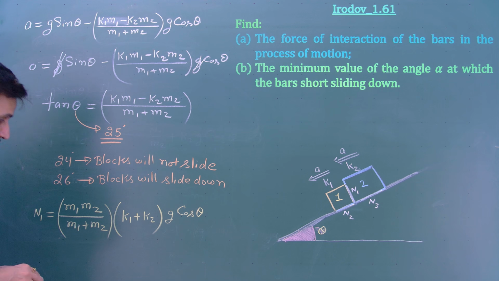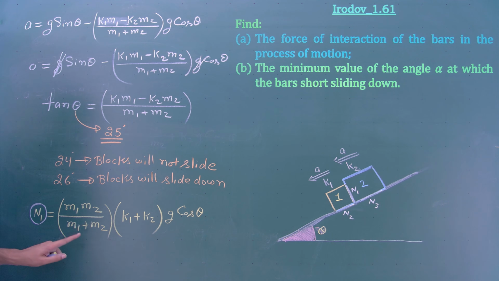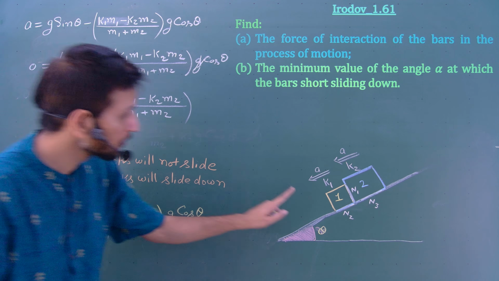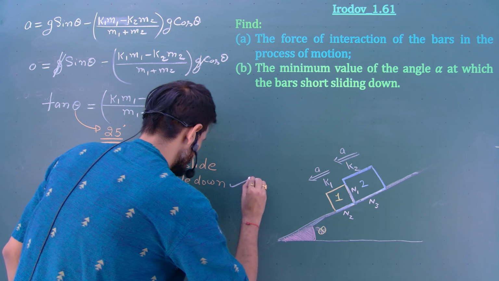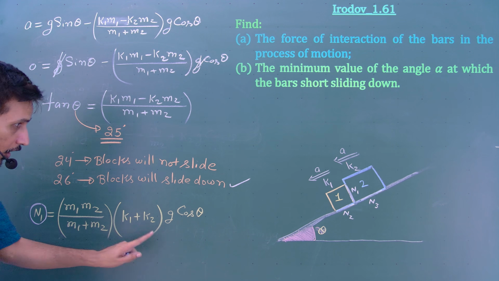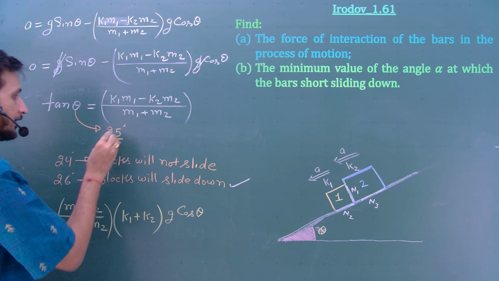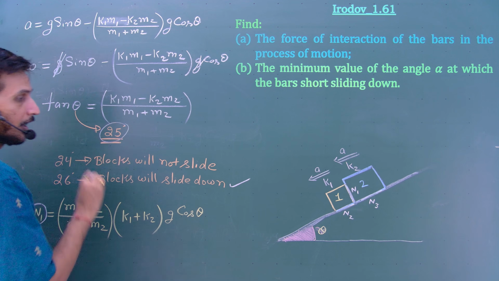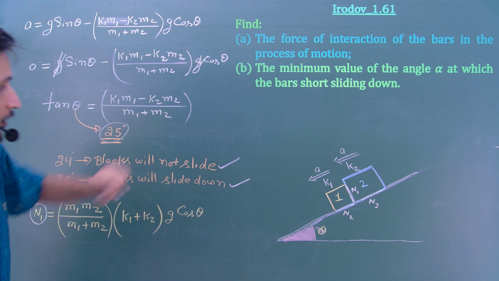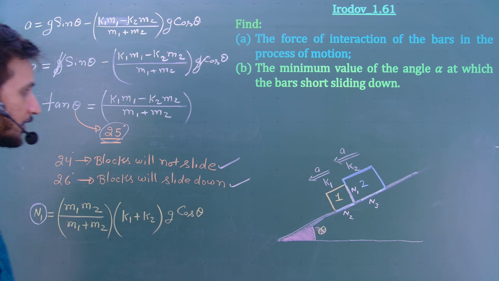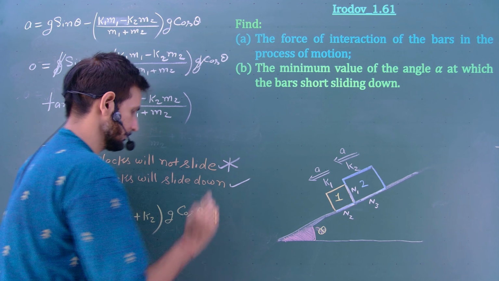Now one thing you must remember is that this is the value of normal reaction when both blocks are sliding. So in this situation, this is the normal reaction. What is the normal reaction when both blocks do not slide? That is, theta is less than 25 degrees. The answer will be different. But this question is not asked in this part, so I am not going to solve it. But for that case, the value of n1 should be different, not this answer.